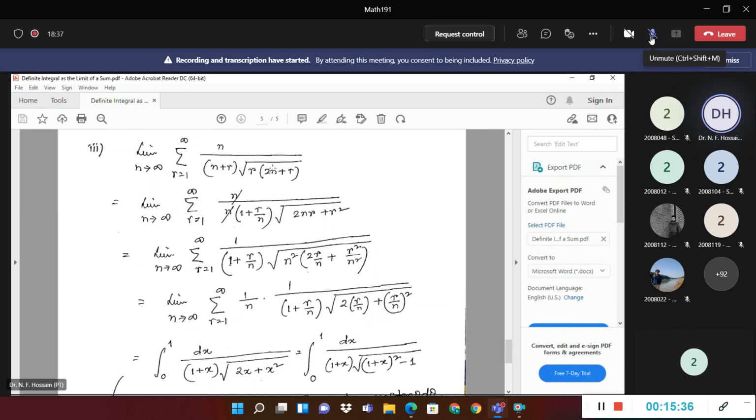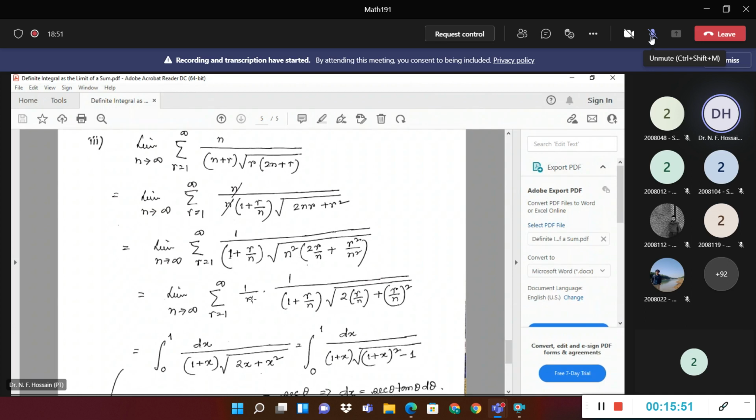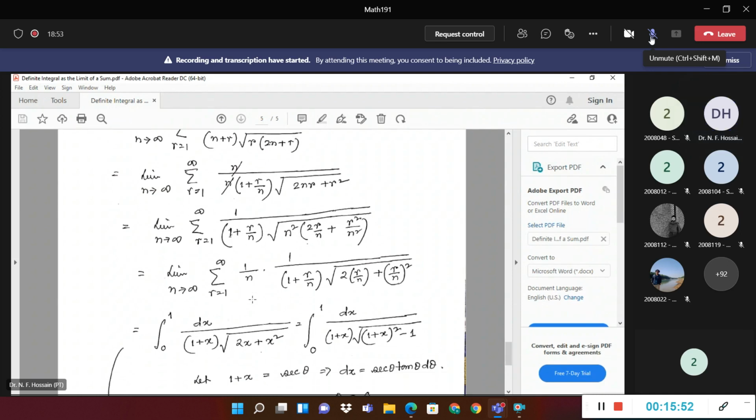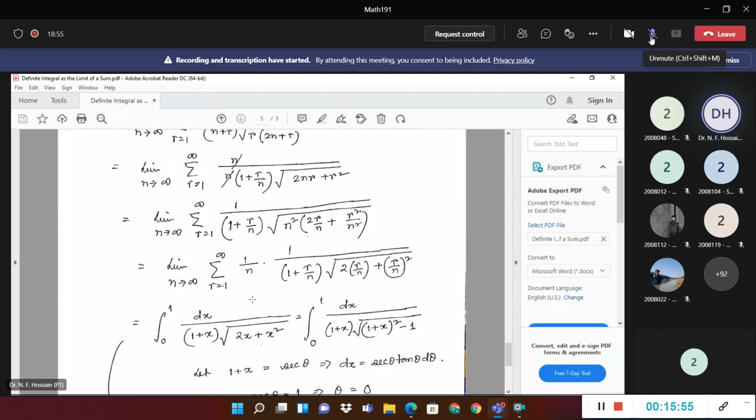Now again we are taking common n square under the square root. We are taking n square common. So here remains 2 into r by n, and here r square by n square. So we take this n square outside the square root. It should be 1/n, and yes, we can take it outside the summation sign also. Limit n tends to infinity, 1/n, sum over r equal to 1 to, no.